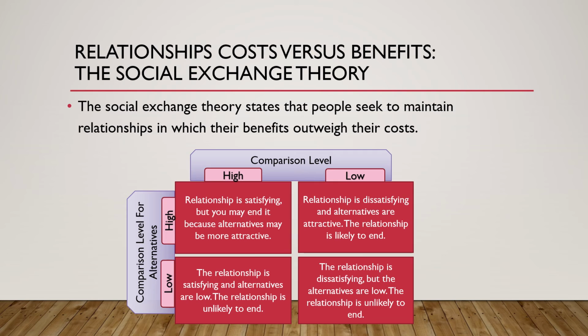Even though they're not happy, they do not perceive that there are any other options. Like, being in this relationship is better than being alone in their perspective. And so based on the social exchange theory, they're going to maintain that relationship. They're going to stay.